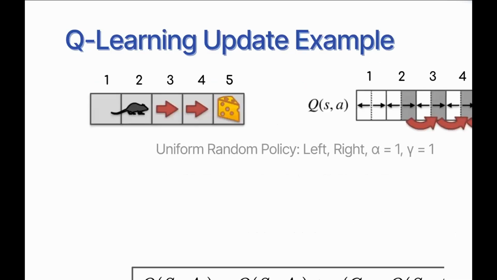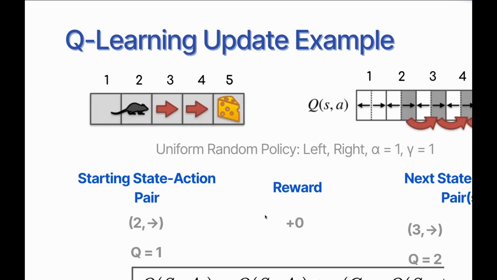So let's try an update, right? Let's assume, once again, the starting state action pair is 2 and right, with a Q value of 1, and you get a reward of 0. There are the state action pairs at the next state. Okay, what would you do for Q learning here? Which value would you use to update the value of 2, right? Which one?